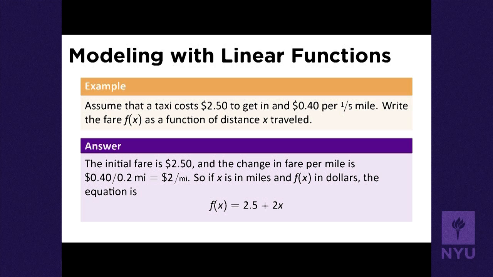Now, a fifth of a mile is 0.2 miles. So if you divide this out, you get $2 per mile. So there's your answer then. The fare is $2.50 plus $2 a mile.